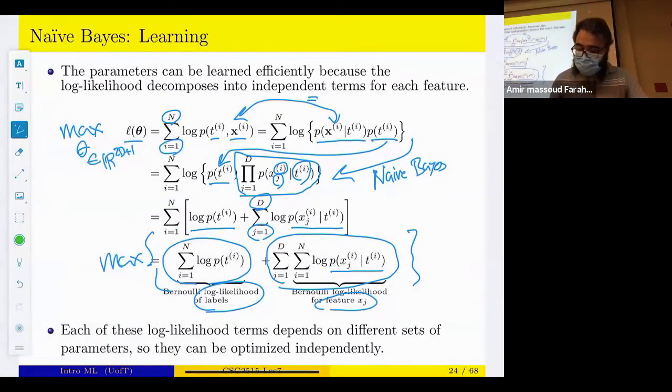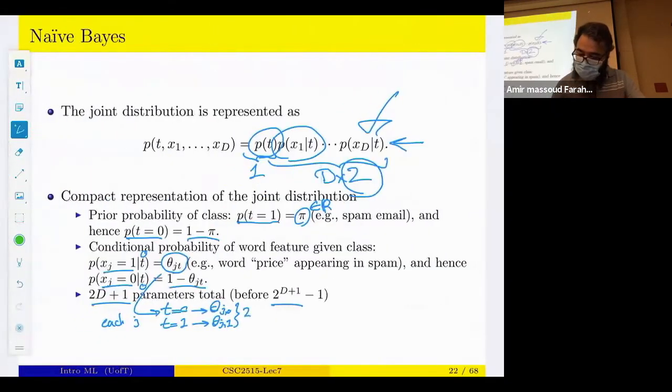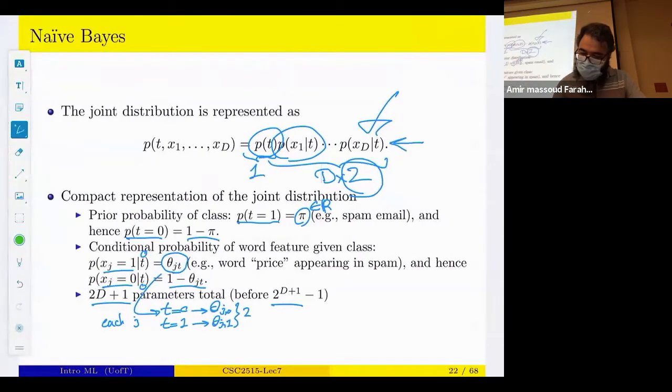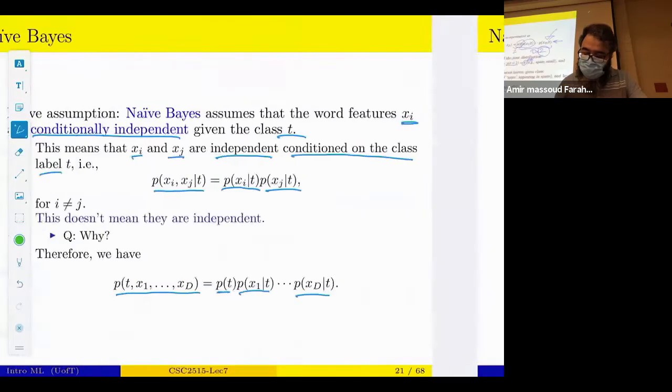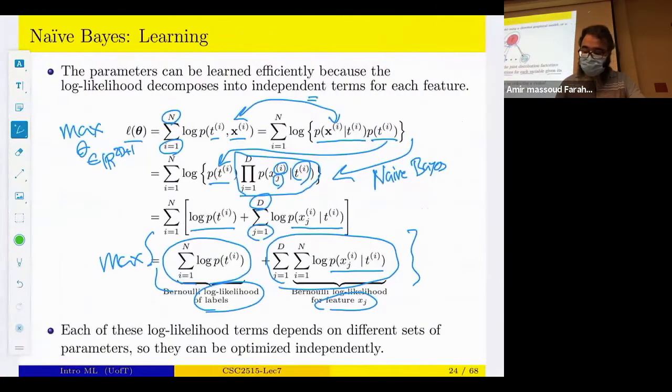So this is because of the conditional independence assumption, which says that P of, say, xi, xj conditional on t is equal to P of xi conditional on t times P of xj conditional on t. So keep that in mind.